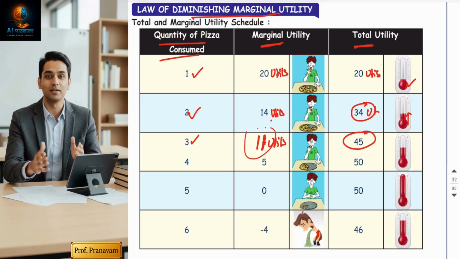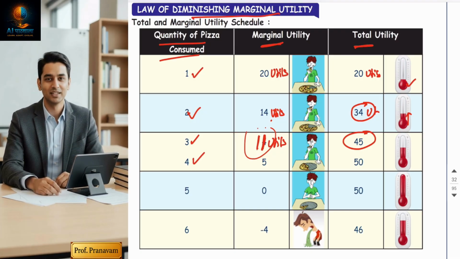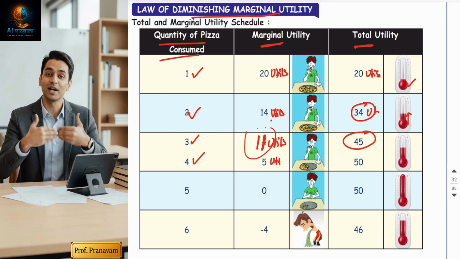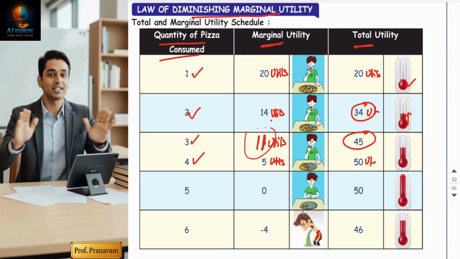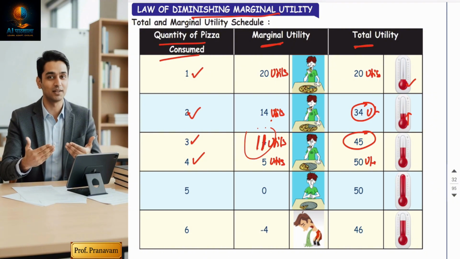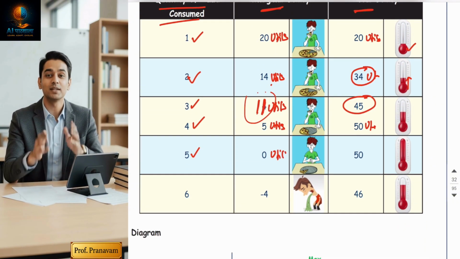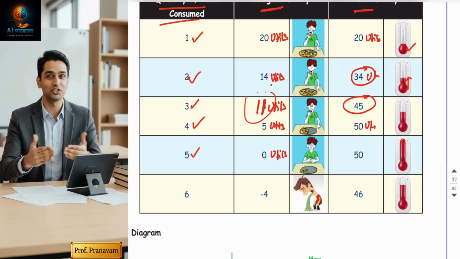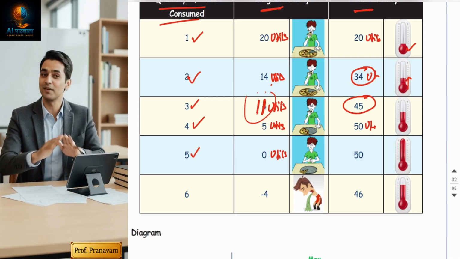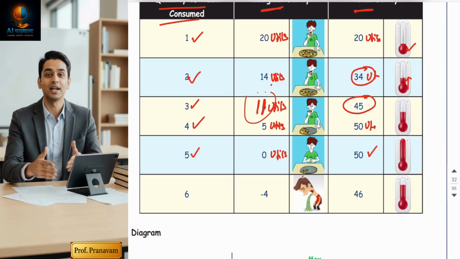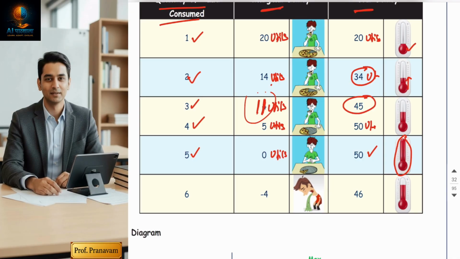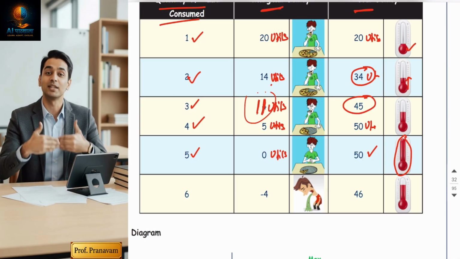Now, but I'm not totally satisfied. I'm going to consume the fourth slice of pizza. The fourth slice of pizza is going to give me 5 utils of satisfaction. Total will become 50. The moment I'm going to consume the fifth slice of pizza, it will not give me any satisfaction because I'm totally satisfied now. Now I don't want this pizza anymore. Means at 50 utils, I got total satisfaction. My TU will remain constant over here.